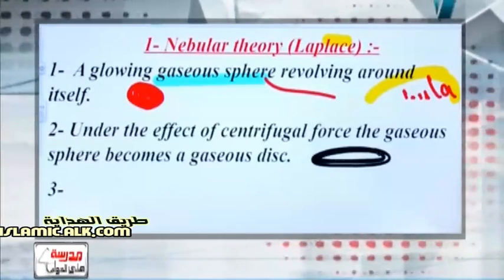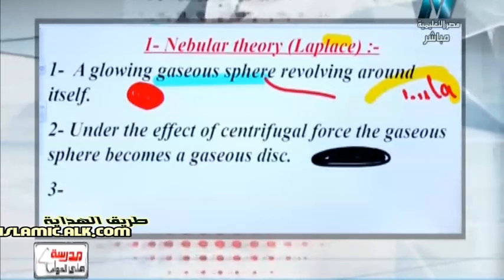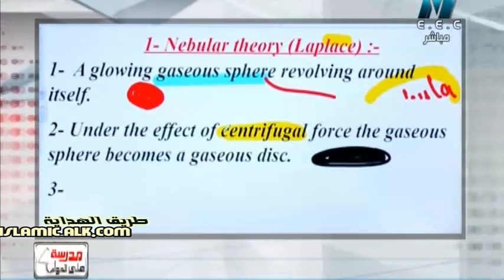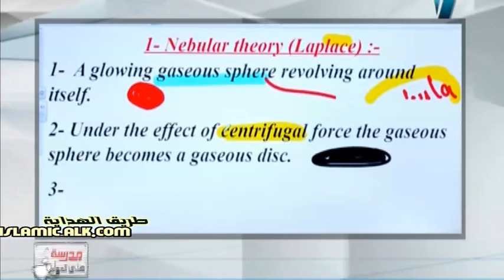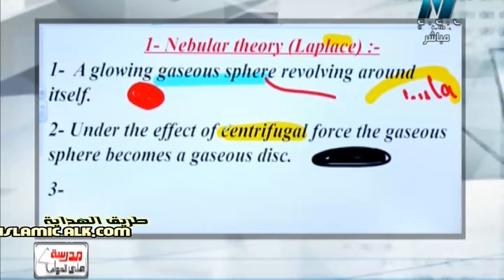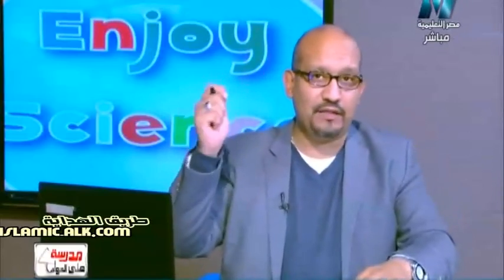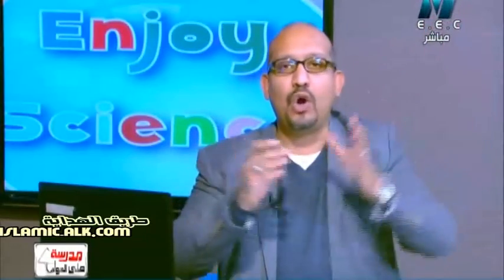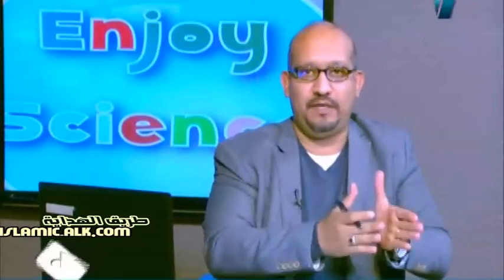What is meant by centrifugal force? If we have a ball with a rope and revolve the ball like that, the ball will go away from my hand due to the centrifugal force. The centrifugal force, against gravity, is the outward force. So if I have a gaseous sphere rotating with very high speed, it will change into a gaseous disk.